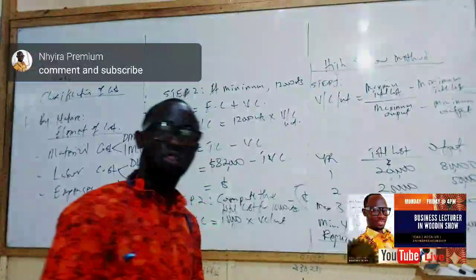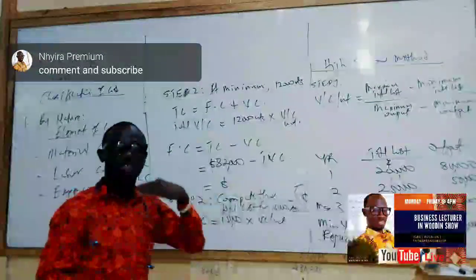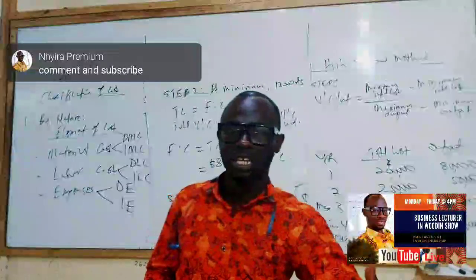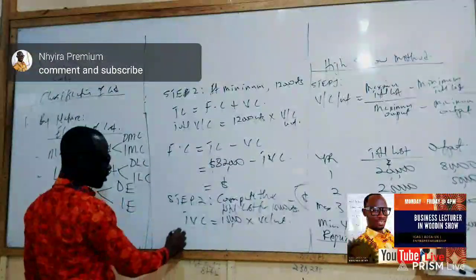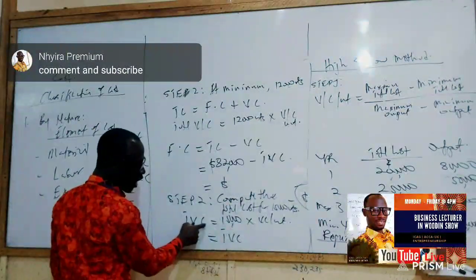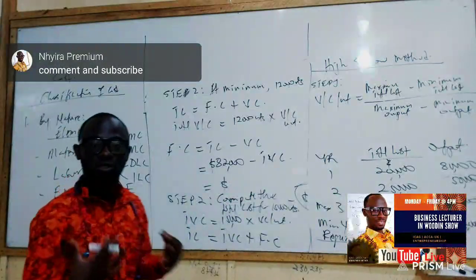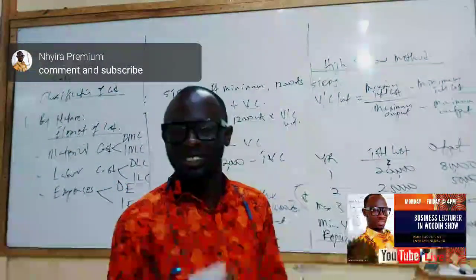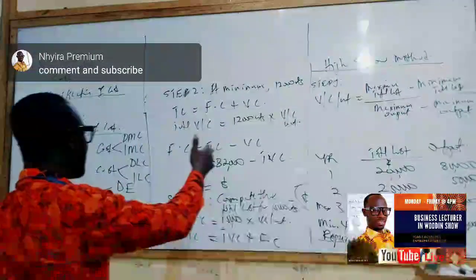Once you have the total variable cost, remember, from step 2, you calculated the fixed cost, and we say fixed cost remains the same irrespective of the output level. So for our 15,000 units, the total cost will be equal to the total variable cost which you calculated here plus the fixed cost which you had in step 2. That is how you use the high and low method to answer questions like this.